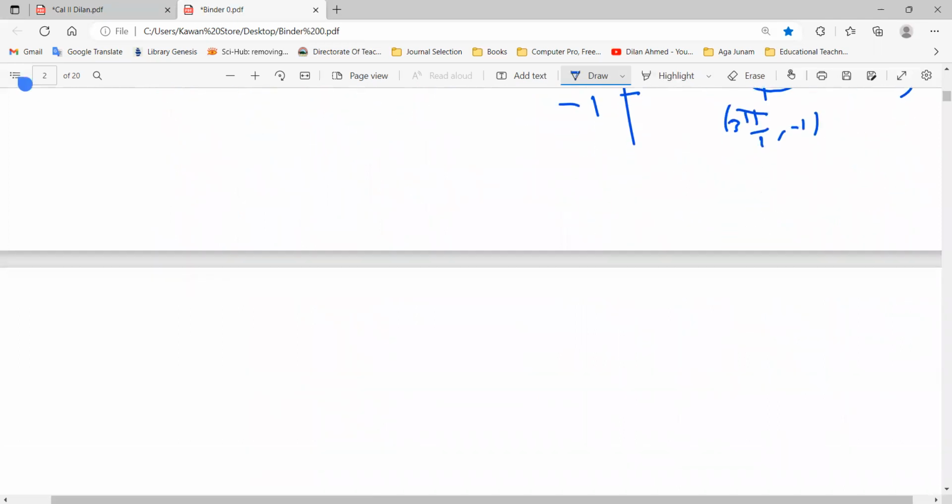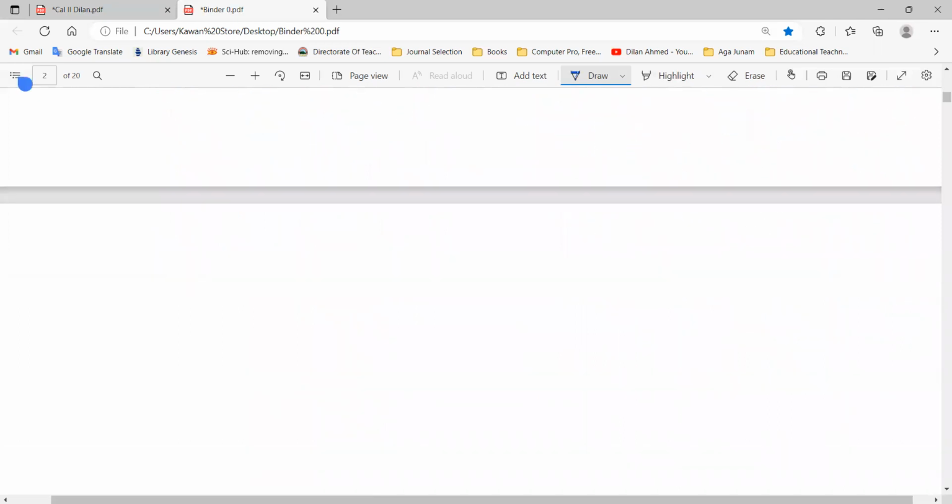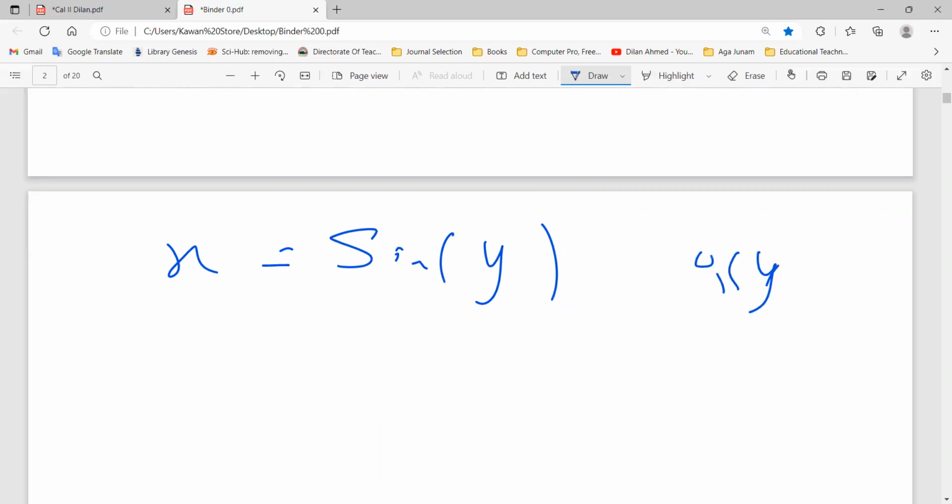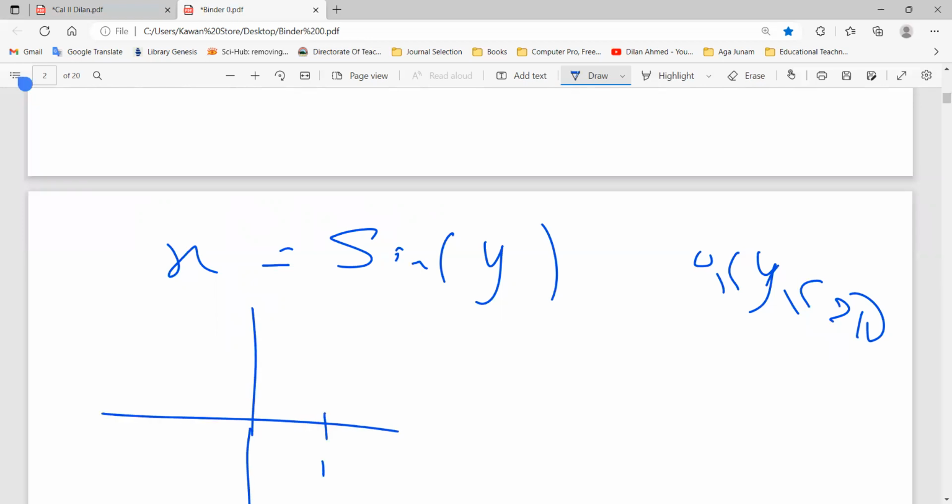If I want to change that graph without any hesitating, without making it more complicated, if I say x is equal to sine of y between 0 and 2 pi, the graph will be like that on the y-axis. Again, x will be between 1 and minus 1, and y will be like that. You got it, right?